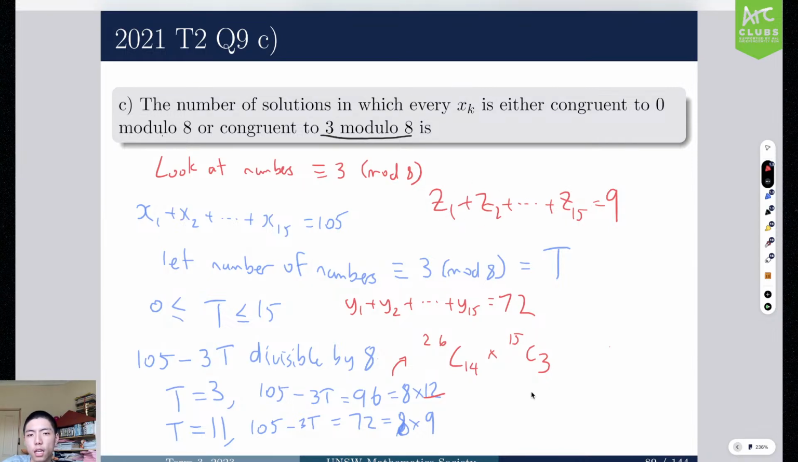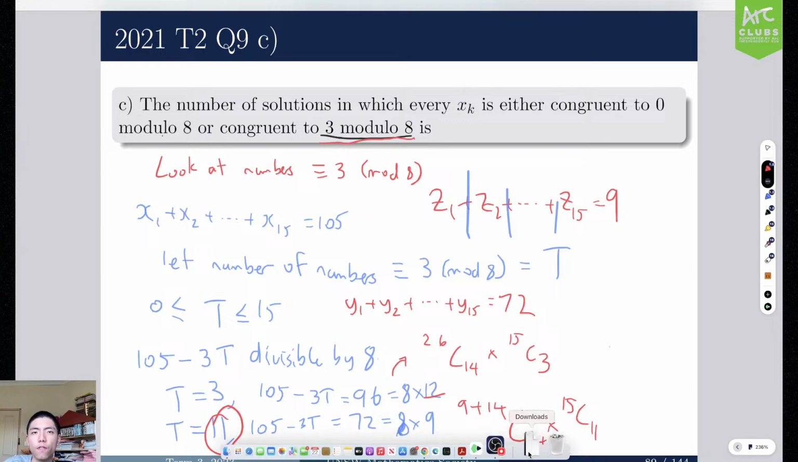here. So using the same stars and bars principle as before, we would have 9 plus the 14 dividers in between them. So let me just draw them in. And we would be choosing the 14 positions for the stars and bars to go into. So here would be the dividers, and then multiply. Because we now have 11 numbers that are congruent to 3 mod 8, we would just need to multiply by 15 choose 11 to figure out the number of ways that we can choose those 11 numbers.